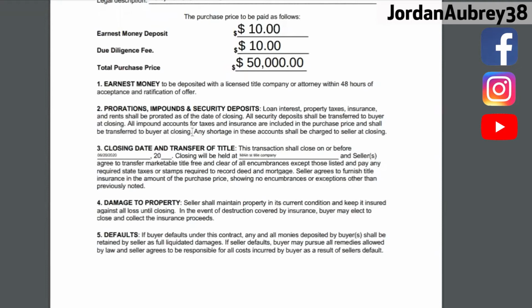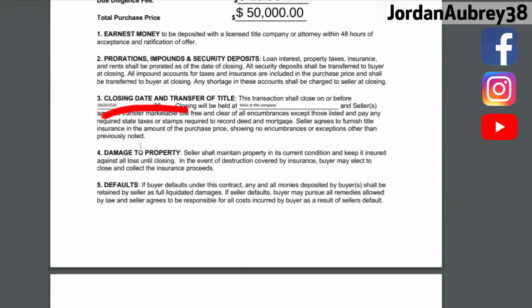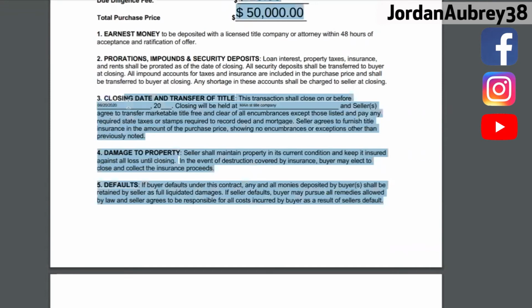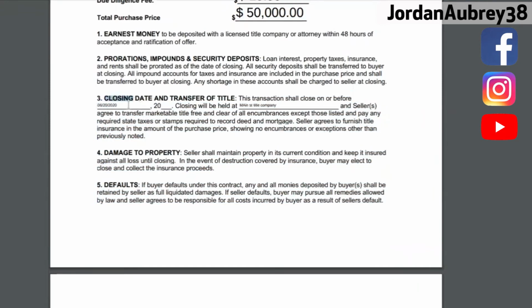And like I said right here, it mentions that any shortage of these accounts shall be charged back to the seller at closing. So basically it's going to come out of that $50,000. Closing date and transfer of title. The transaction should close on or before 6/20/22. It's pretty small, but that's in 2 weeks from today, 2020. And closing will be held at Main Street Title Company. So this is where you take your earnest money to the title company.